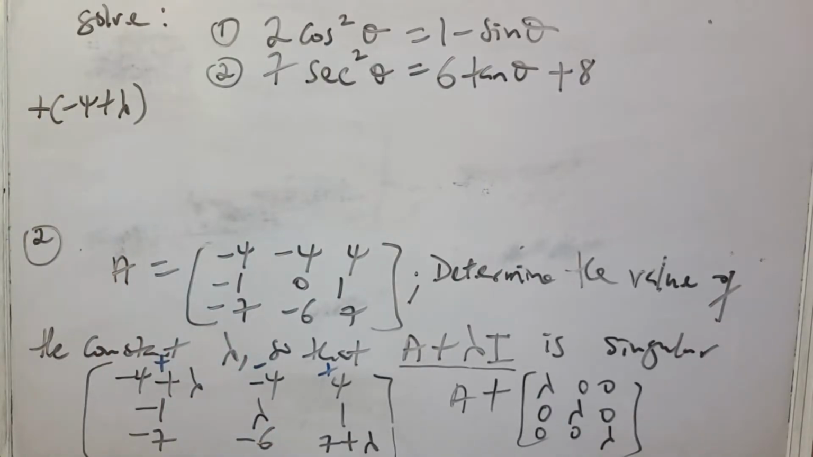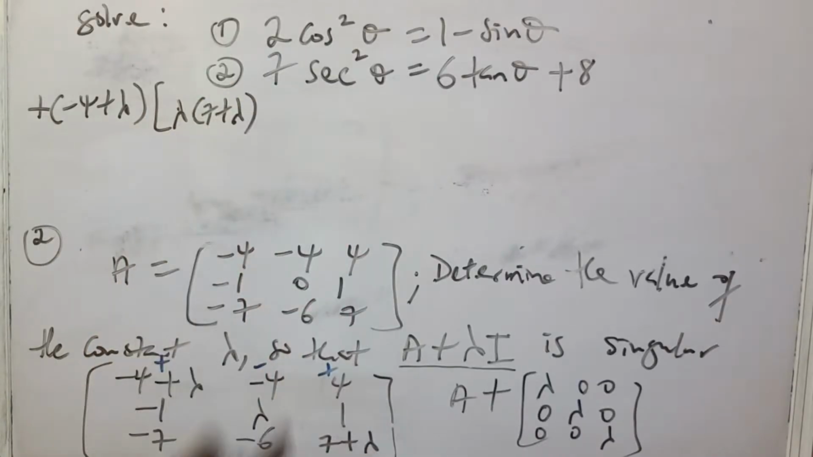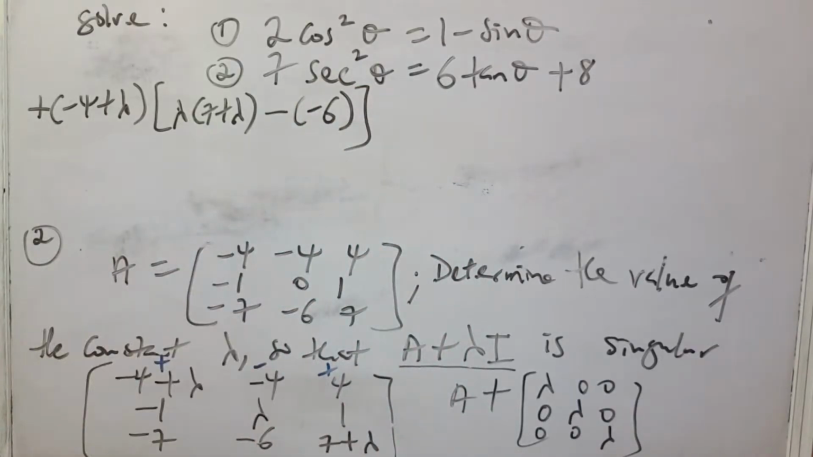All right, now you know what we do normally in method 1, we isolate. Since we're dealing with minus 4 plus lambda, we are isolating column 1, isolating row 1. So we're left with this matrix. We'll find the determinant of this matrix, which will be lambda times 7 plus lambda, minus 6 times 1. Minus 6 times 1 is minus 6. So this is the first solution.